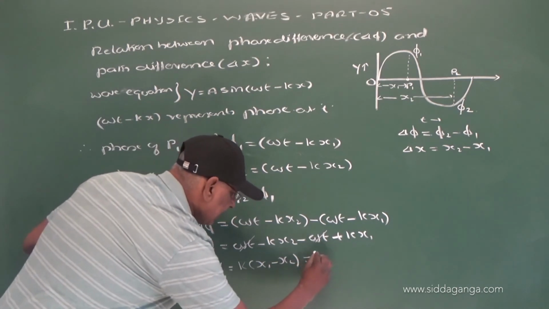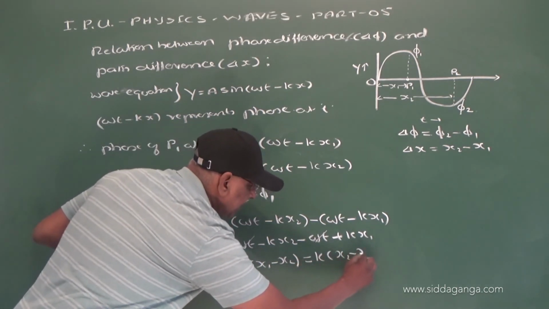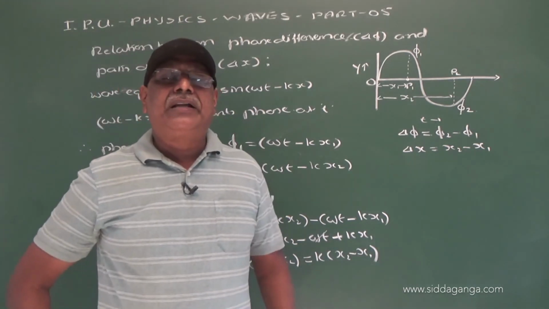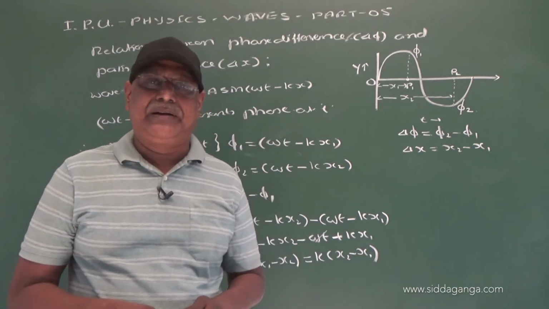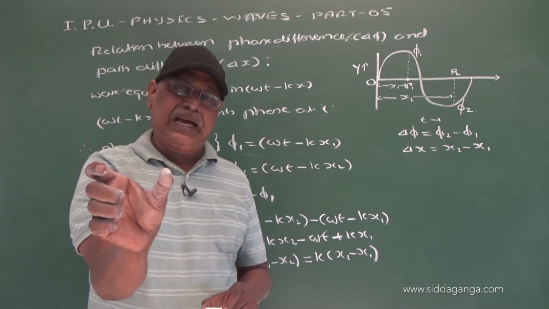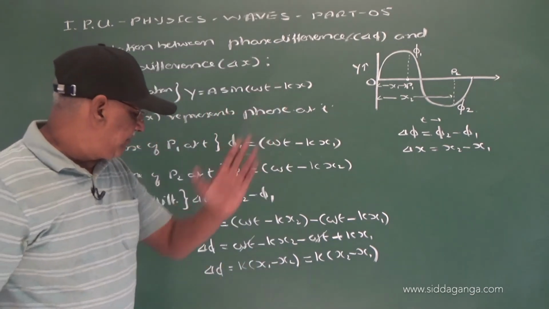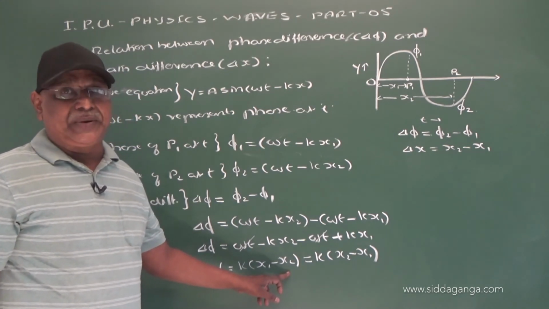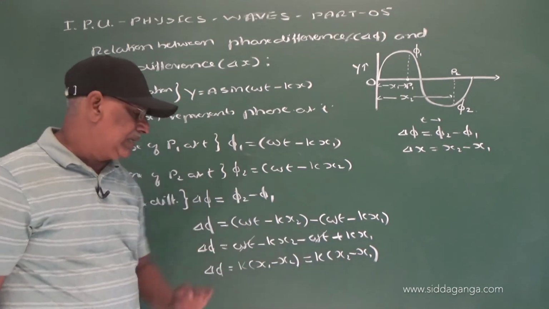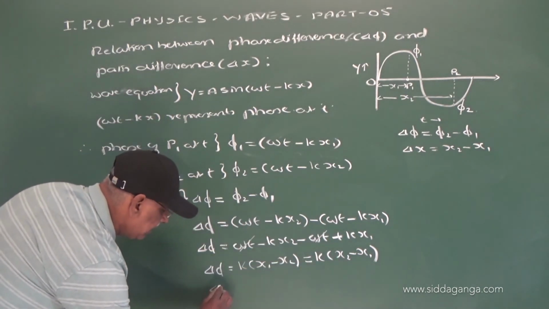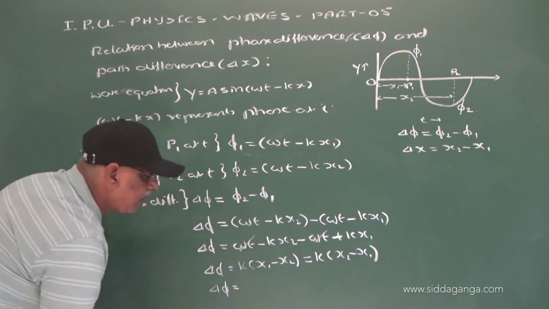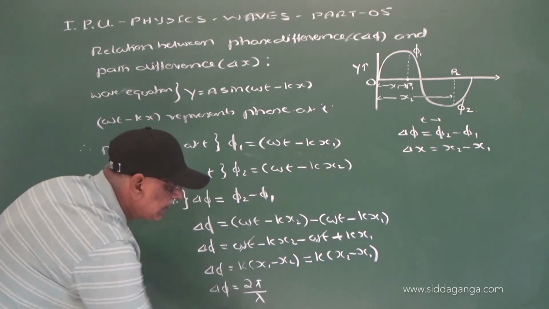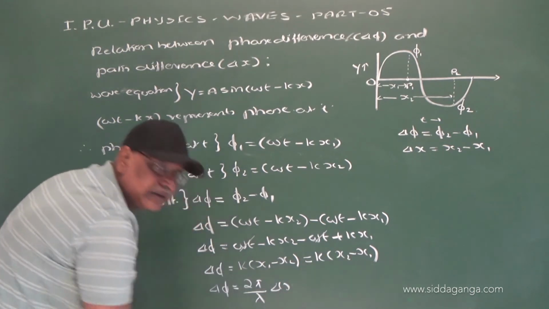Therefore, this can be written with x2 minus x1, because here the path difference is not the displacement. It is the distance between the two particles. It cannot be negative. From the figure, if we take x1 minus x2, it becomes negative. Therefore, we are taking x2 minus x1. What is the value of k? 2 pi by lambda. What is x2 minus x1? That is delta x.